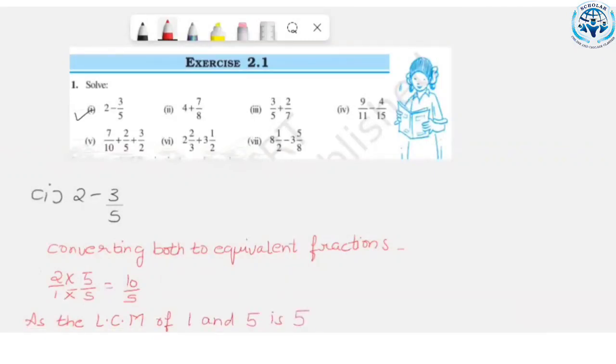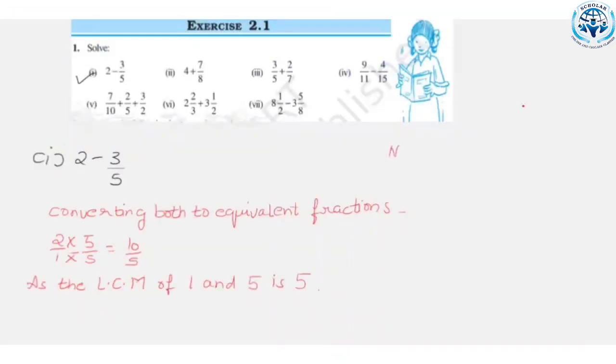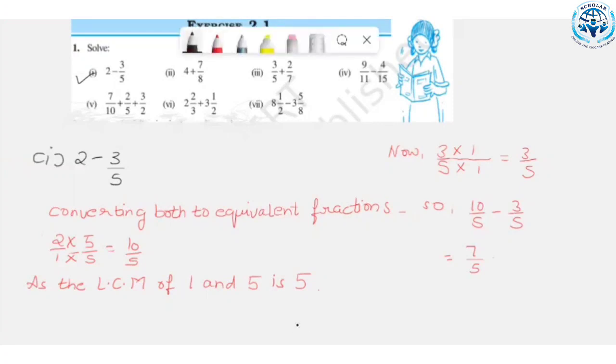Now we will subtract. 10 by 5 minus 3 by 5, we will subtract the numerator and we will get 7 as the answer. So 7 by 5 is the required fraction. We will do all the sums in the same manner.